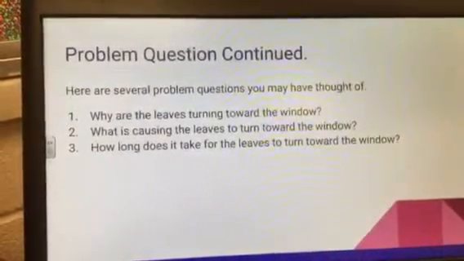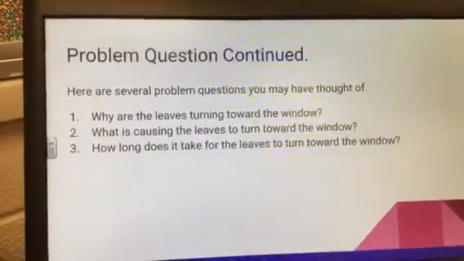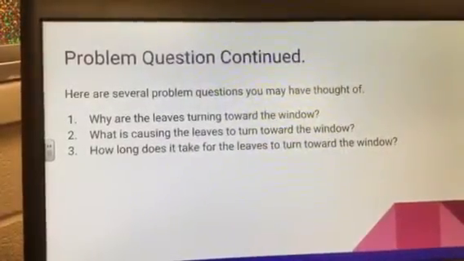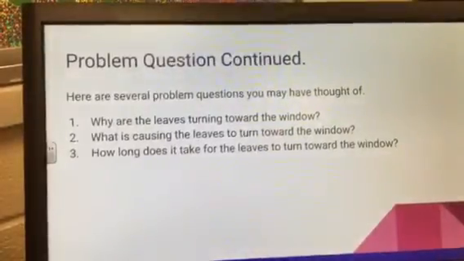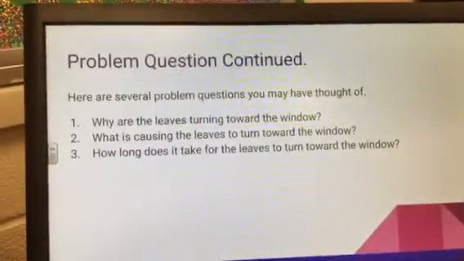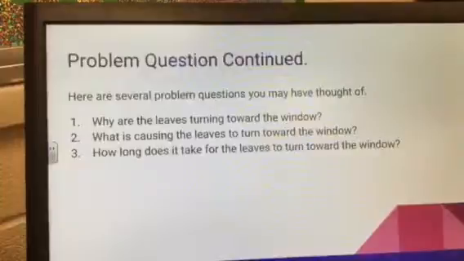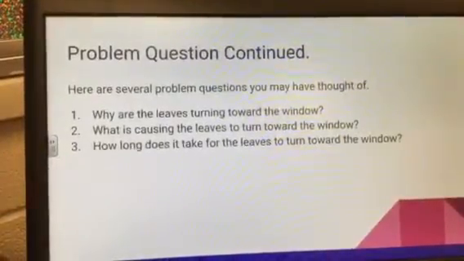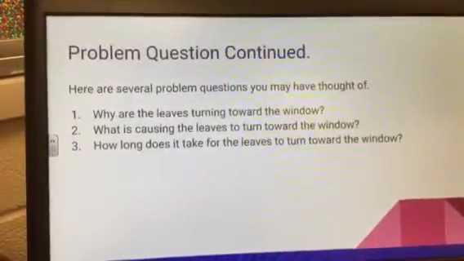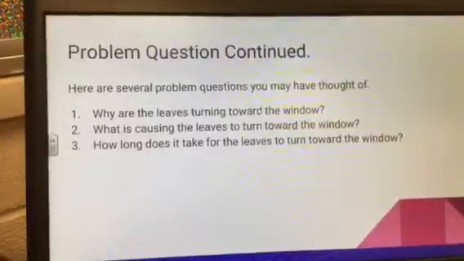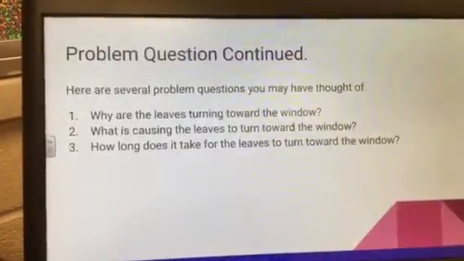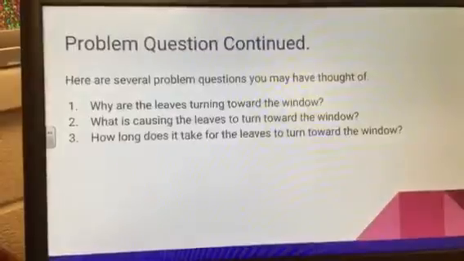And here are several ideas that you can use. Why are the leaves turning towards the window? What is causing the leaves to turn towards the window? And how long does it take for the leaves to turn toward the window? All of those are good questions that lead to a scientific investigation, and none of them are answered with a yes or no. It is required for a science experiment.